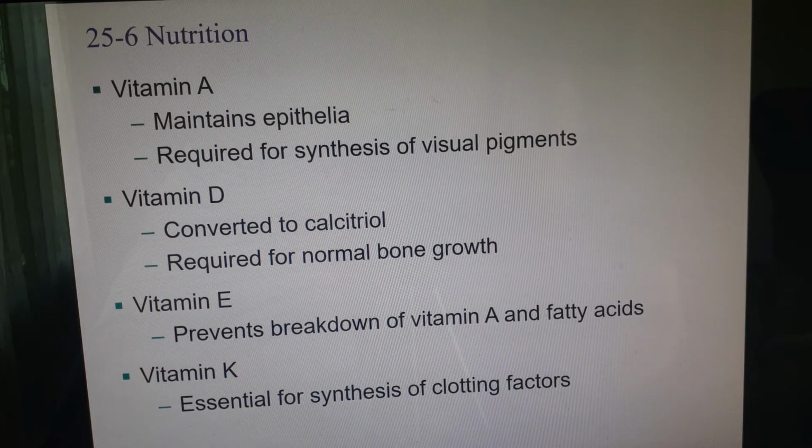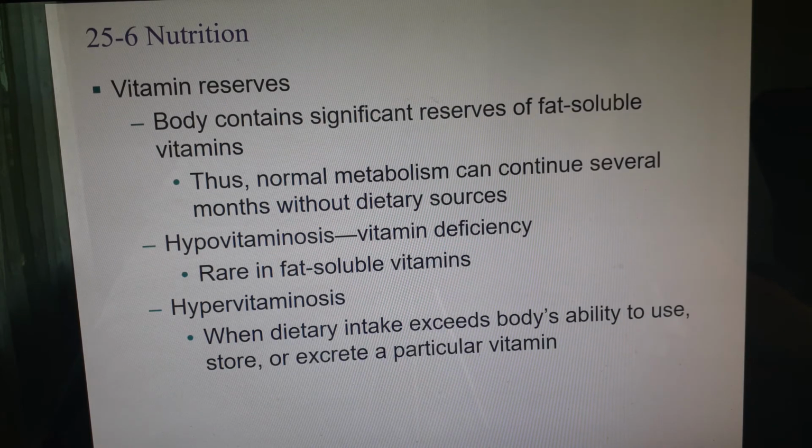Vitamin A also maintains epithelia. Vitamin E helps prevent the breakdown of vitamin A and fatty acids. And as I mentioned, vitamin K is essential for clotting. So you can hold pretty large reserves of fat-soluble vitamins. So even if you're missing those for a day or two, you should have enough stored in your body.